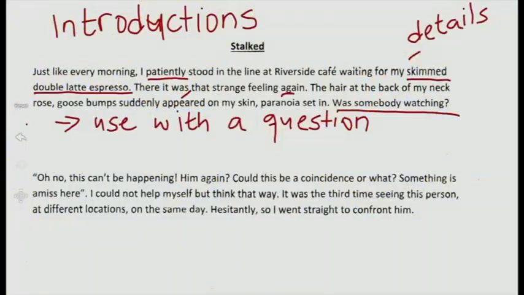And then he now describes, the hair at the back of my neck rose. All right? Goosebumps suddenly appeared on my skin. And then paranoia set in. So paranoid. Why are you paranoid? We start asking ourselves questions. And then artfully, she or he completes this introduction with the question, was somebody watching? And then he's going to take it from there.